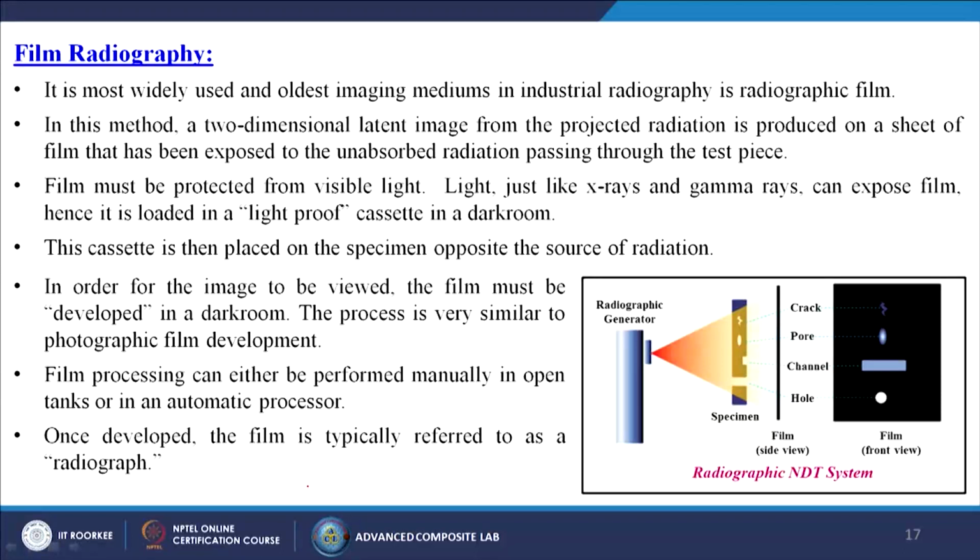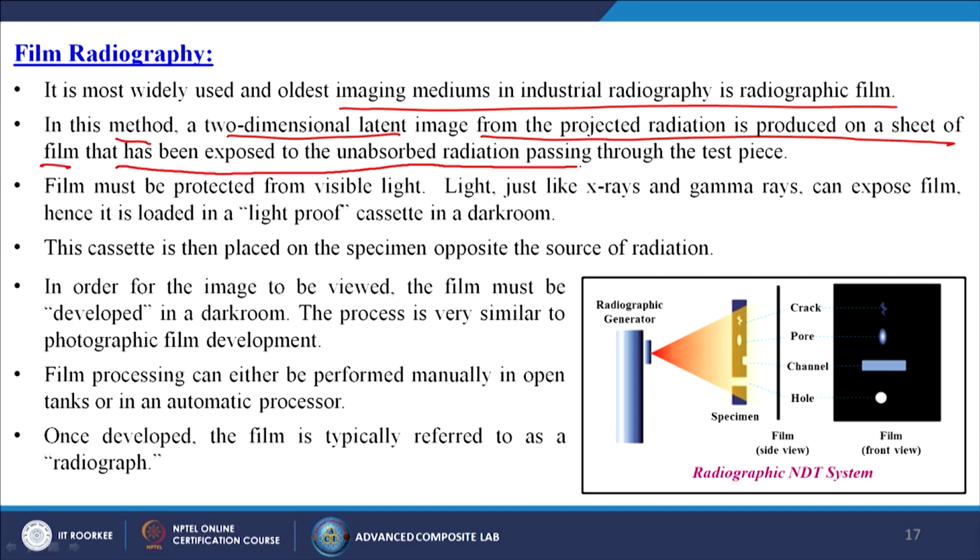Now, let us talk about the film radiography. The most widely used and oldest imaging medium in industrial radiography is radiographic film. In this method, a two-dimensional latent image from the projected radiation is produced on a sheet of film that has been exposed to the unabsorbed radiation passing through the test piece. Film must be protected from visible light. Light, just like X-rays and gamma rays, can expose films, hence it is loaded in a light proof cassette in a dark room. So, if the normal light falls onto this film prior to the testing, this film will be damaged. That is why generally we are using a very dark room.